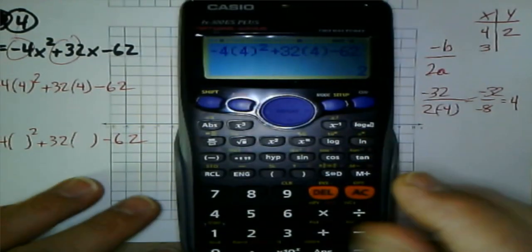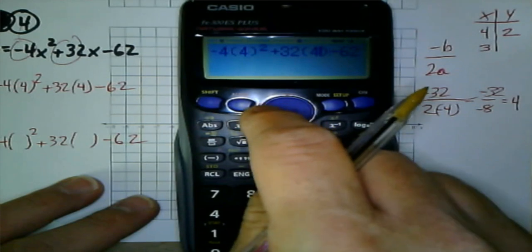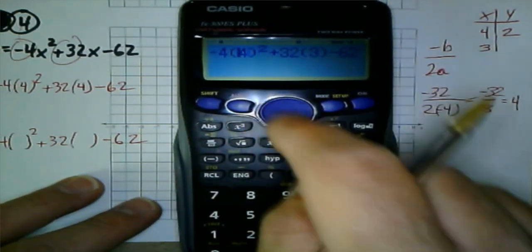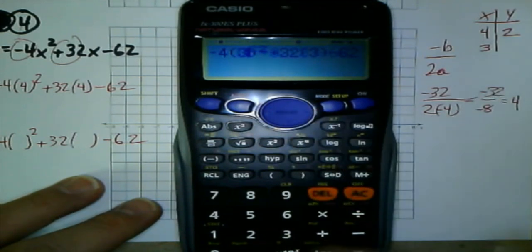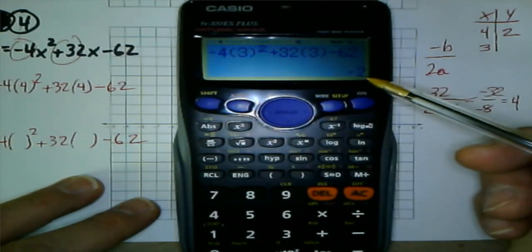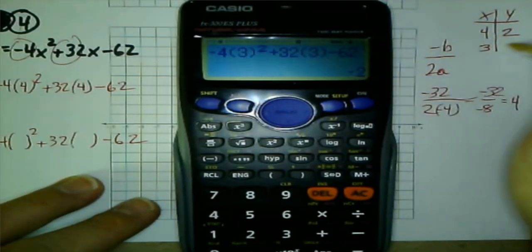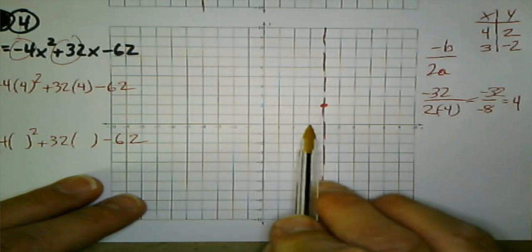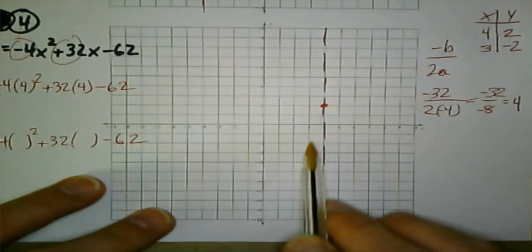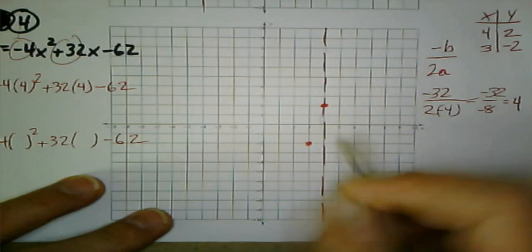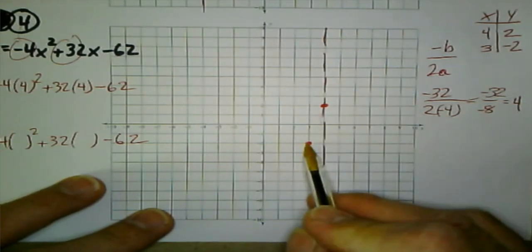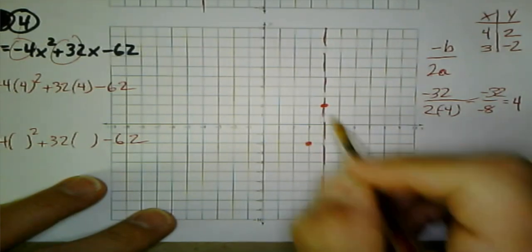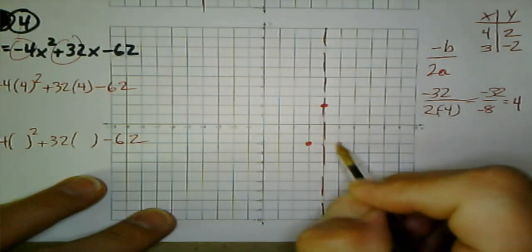We go back to our calculator, change what's inside the parentheses to a 3, and we get -2. Doesn't seem like a bad number. We come over here, we go to 3, and we go down to -2. What happened on one side of the axis of symmetry has to directly go to the other side. So I went 1, 2, 3, 4, and left 1. So I'm going 1, 2, 3, 4, and right 1.